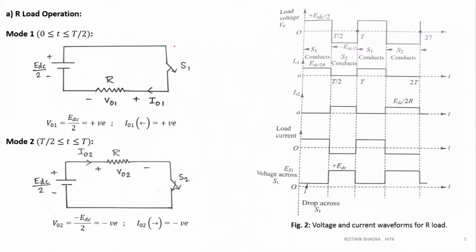EDC/2 from plus to S1 goes in this direction, this side, through the load back to minus. Now I0 is flowing in this direction. Since it is mode 1, we have named it I0_1. Since current is entering in this direction, there will be a drop across the load. So this side will be plus, this side will be minus.